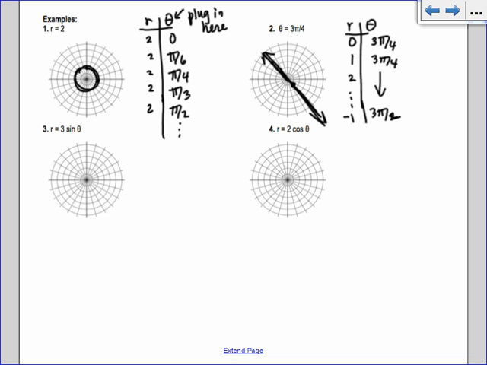Okay, so now we get a little bit harder. So if we have something like r equals 3 sine theta, this is where it gets to be a little bit time consuming. So that's why I'm saying I wouldn't put a whole bunch of these on there. Okay, so let's try a few points.